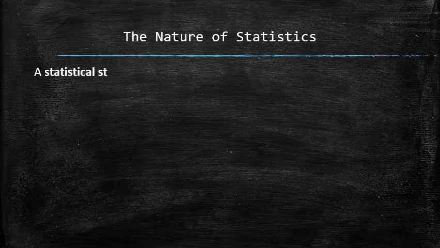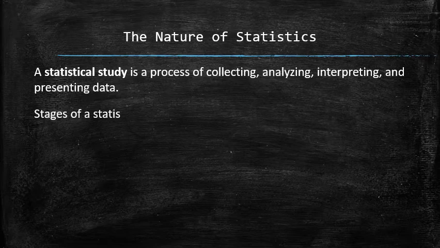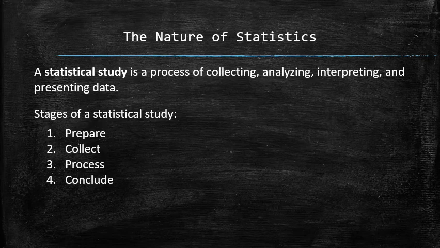A statistical study is the process of collecting, analyzing, interpreting, and presenting data. We can distinguish several stages in a statistical study. Prepare. At this stage, a researcher will decide the purpose and the methods of the statistical study. Collect. At this stage, a researcher will collect the data in a way decided at the previous stage. Process. At this stage, a researcher will summarize the data or will perform a certain statistical procedure with it. Conclude. At this stage, a researcher will interpret the results of the study based on the purpose and the set goal.